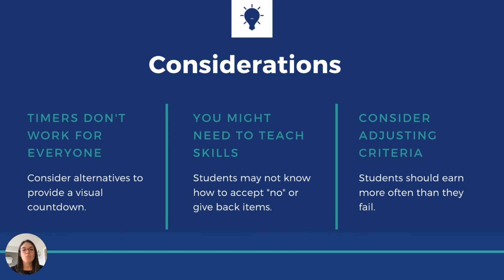Lastly, consider adjusting the criteria to earn the reinforcer. Students should earn more often than they fail. Some students need the opportunity to earn more often. For example, some students need to earn per period. Some students can't make it all day, so you break the day up into half days. Or the student can go all day and they earn at the end of the day. If this student continues to not meet the goal, consider making the goal less difficult to meet or go back to reteach or adjust the goal behaviors.